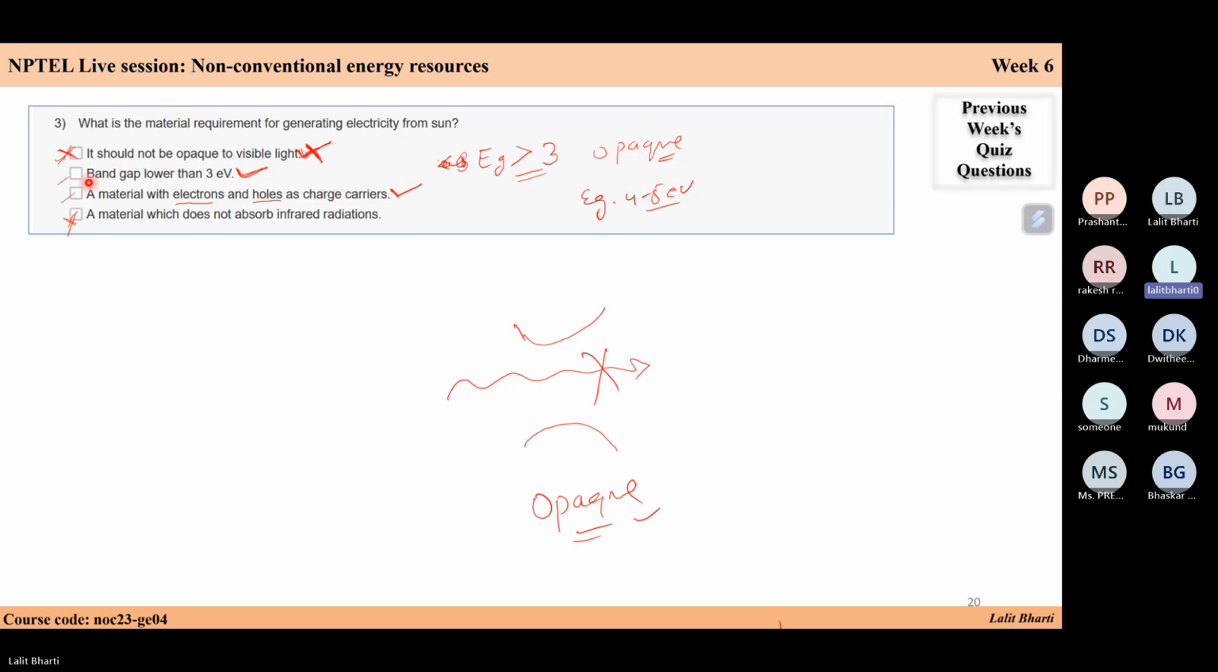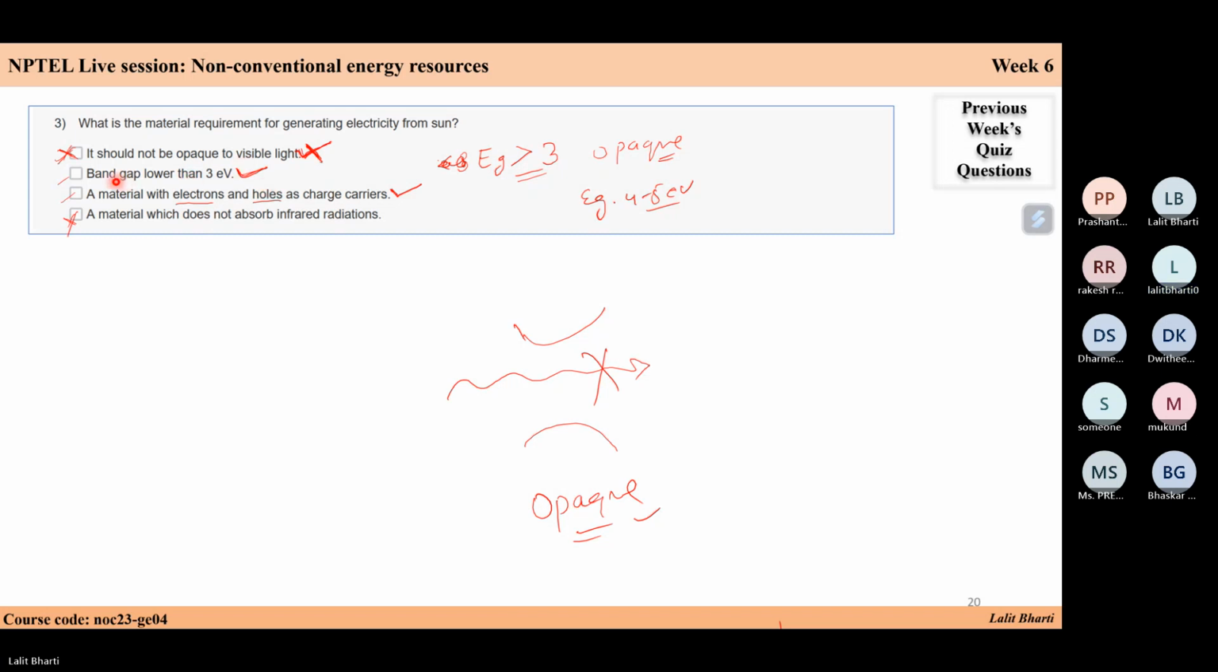Your statement 2 is simply correct. Your band gap should be lower than 3 electron volt. Otherwise, they will be insulators and there will be no such phenomena of PN junction and all. So your solar cell will not be formed in the case with a band gap higher than 3 electron volt. So it should not be opaque.